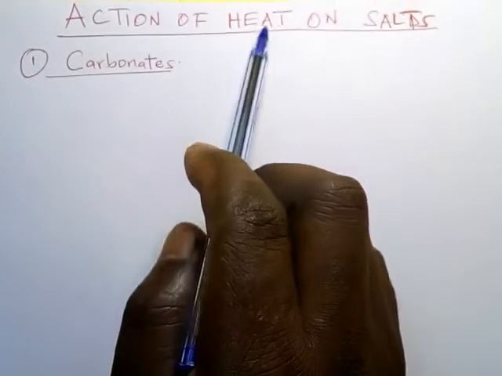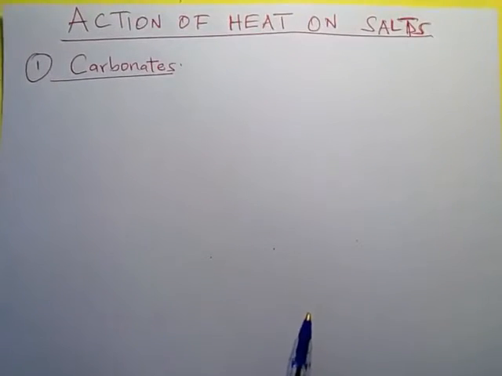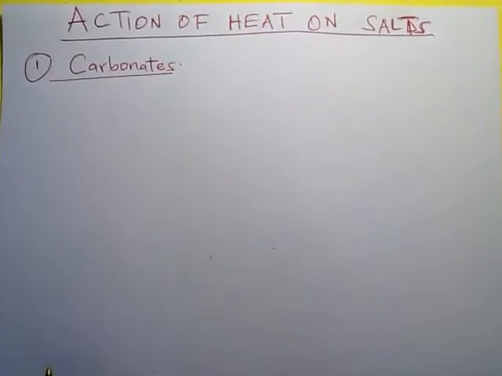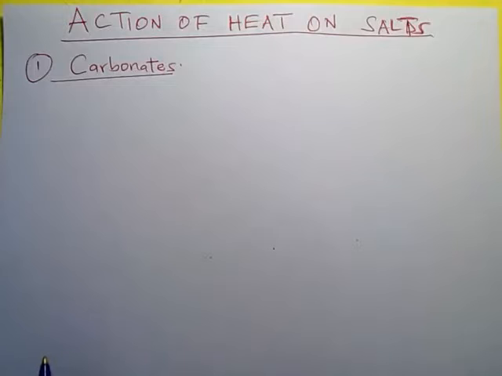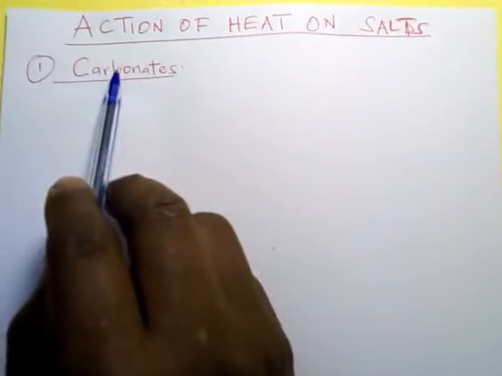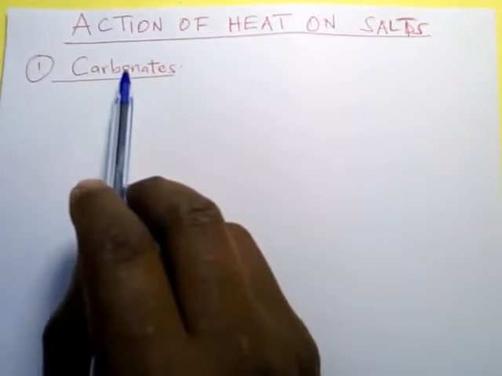Action of heat on salts. We want to find out what happens when salts are burnt, when they undergo combustion or burning. What are the products formed? It is important to know the products formed when carbonates are heated, when nitrates are heated, and when sulfates are heated. So we want to begin with our salt group number 1, that is the carbonates. We want to find out what happens when the carbonates are heated.